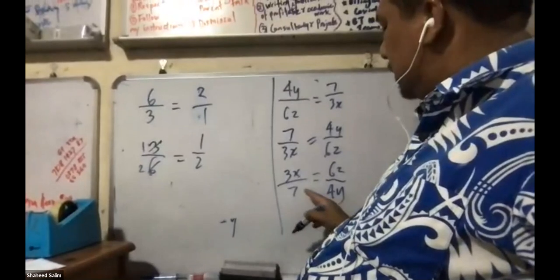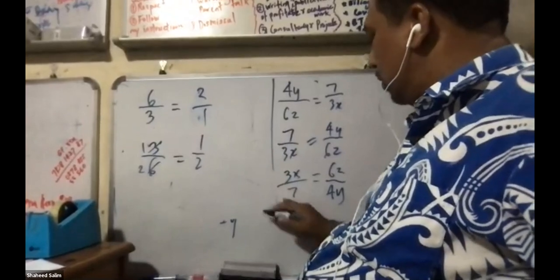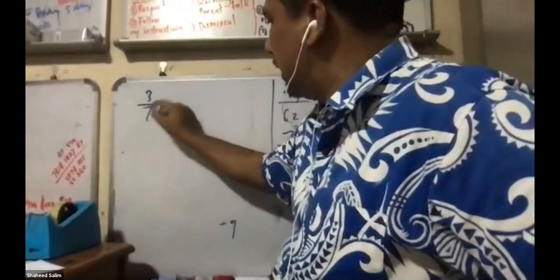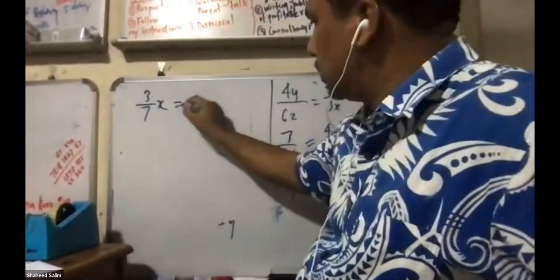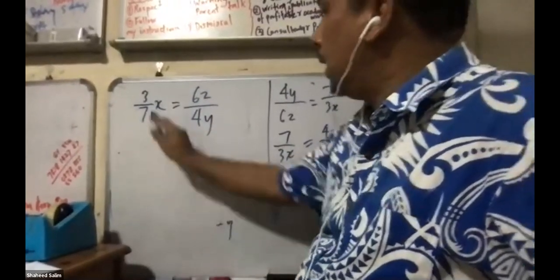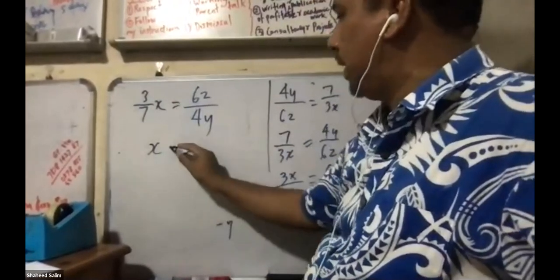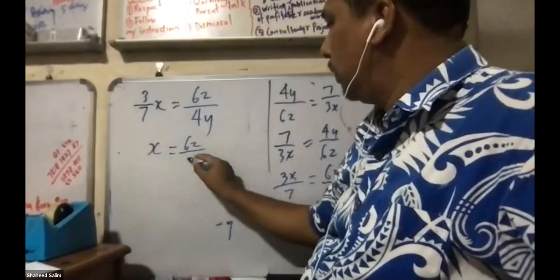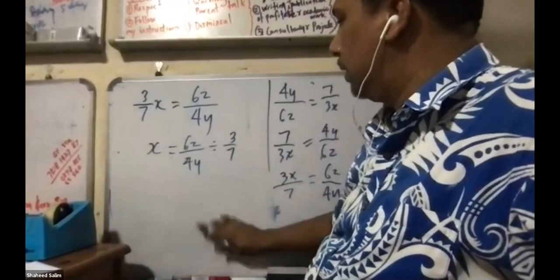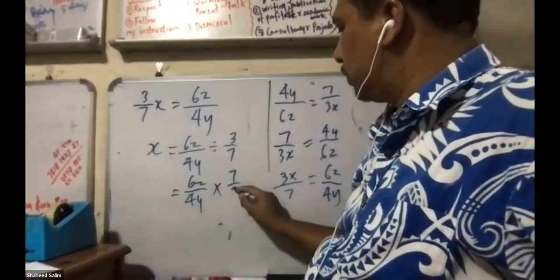This is like 3 over 7, right? So it's the same as 3 over 7 times x, equals to 6z over 4y. Now I want x alone. I must bring it over, and it means it becomes divide. So 6z over 4y divided by 3 over 7 equals to 6z over 4y times 7 over 3.